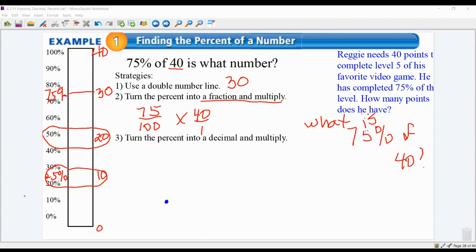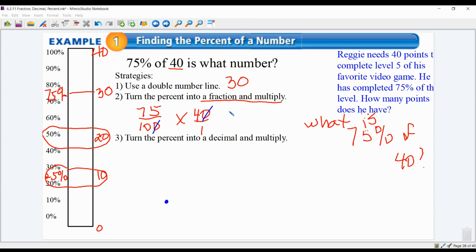I'm going to use a different color. I notice the 100 and the 40 both have a 0. So if I divide by 10, I'm getting rid of a denominator and a numerator. So I'm dividing by 10 in the bottom and the top. And then I could multiply across. I could still do some more simplifying, but that's enough for now.